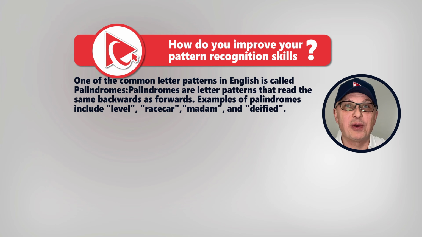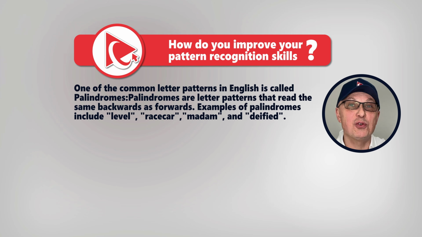One of the most frequent questions we get on this channel is how to improve your pattern recognition skills. This is so important because it's an essential skill to help you pass an employment assessment test. Let me introduce you to one of the most common English patterns called palindromes. Palindromes is a letter-based pattern which allows you to read the same word backwards and forwards. Let's look at some key examples of the words used in the test.